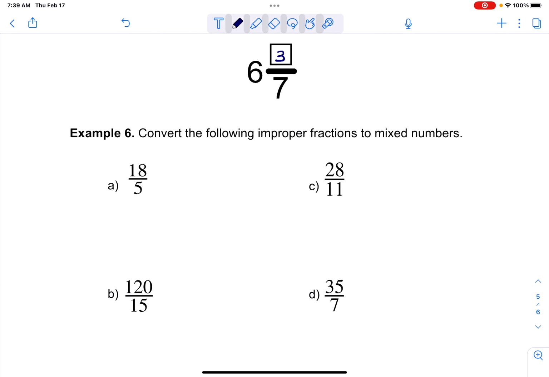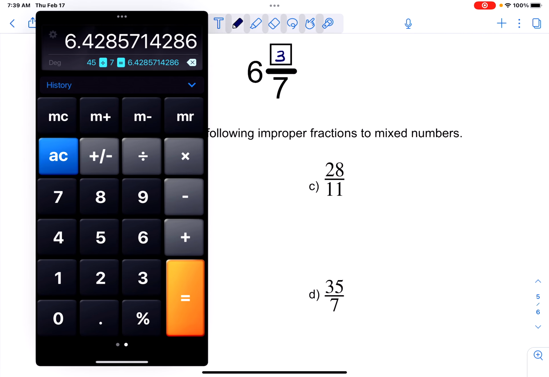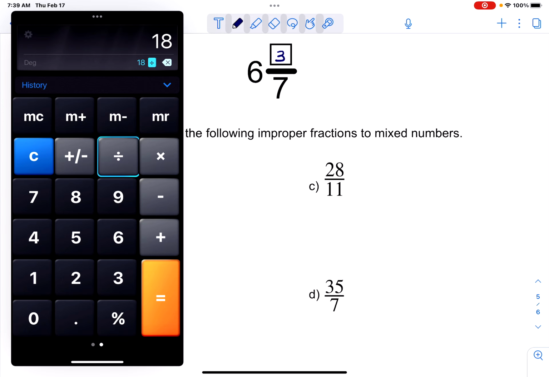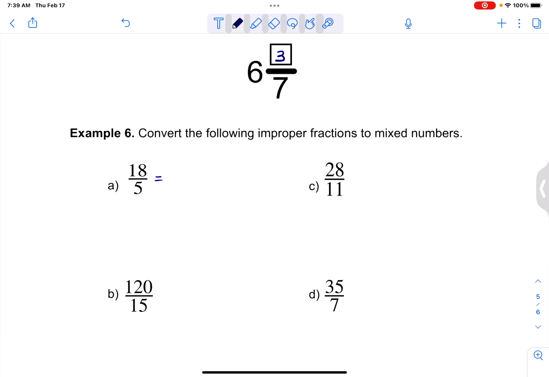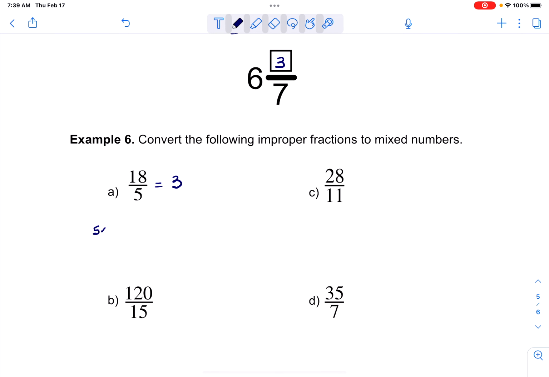So here we go again. We'll do a few of these. So 18 divided by 5. The only thing I want from here is the 3. So that gives us 3.6. I just want the 3. Now I'm going to do a quick calculation here. 5 times 3 is 15. So to get to the 18, I have to do 18 minus 15, which is 3. Now that tells me how many bits I have left over up here. So it's 3/5.